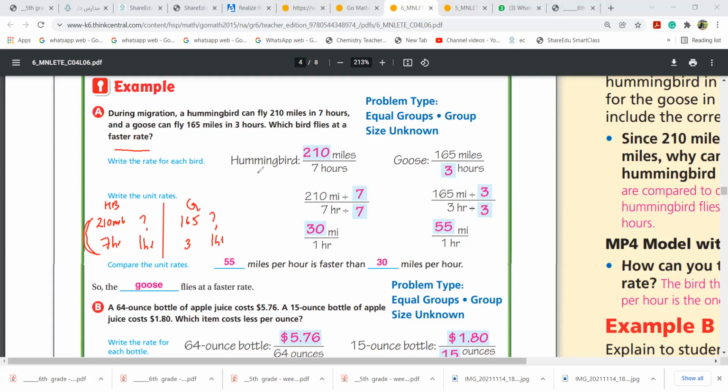Girls, Maria, did you get it? See, hummingbird, 210 miles in 7 hours. So 1 hour, how much means I need to divide both. When I divided both, I got 30. Girls, don't get confused with this. You just need to divide simply, like this. 30 in 1 hour, and this one you got 55 in 1 hour. That means the goose flies at a faster rate. Miss, but how does the goose fly faster than a hummingbird? Yes, it does.